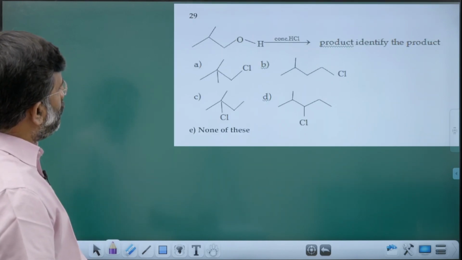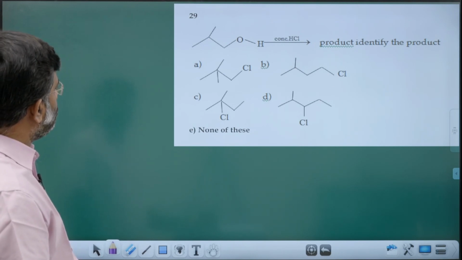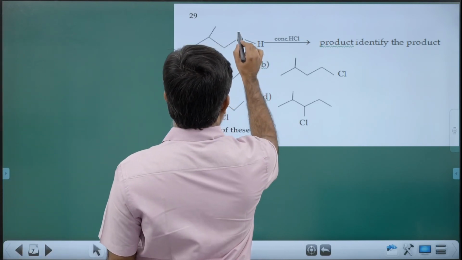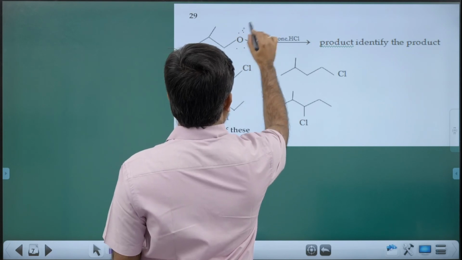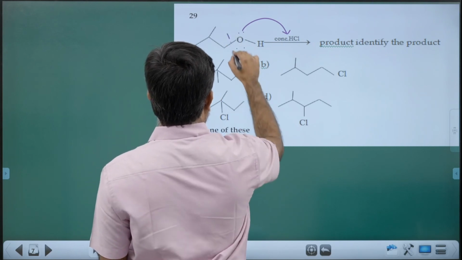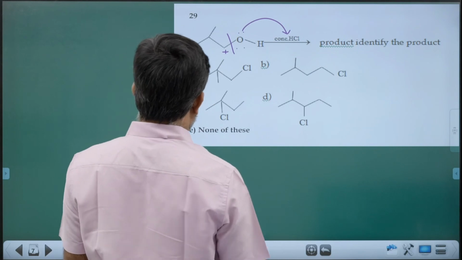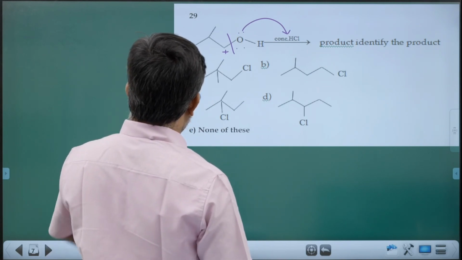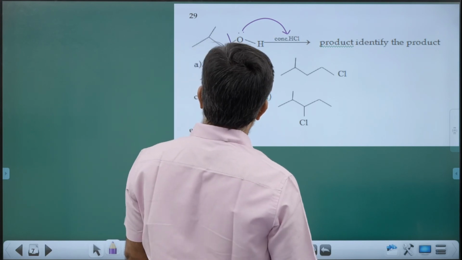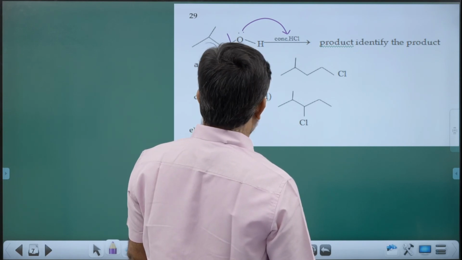The given molecule with concentrated HCl. Identify the product. See, with the HCl, this OH will be protonated and it is converted to OH2 plus and that will be removed and you get the carbocation. Now, one of the hydrogens will migrate to this position and there will be a tertiary carbocation and chlorine will come there.